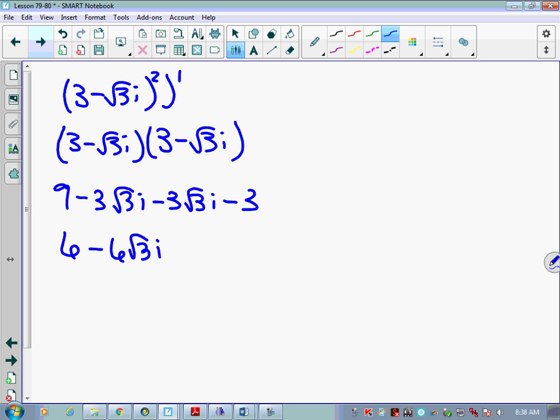Now what do I need to multiply this by? By the original 3 minus radical 3i. Okay, instead of on the other one where we would have multiplied it again by 6 minus 6 radical 3i. So 6 times 3, we're going to get 18. Okay.